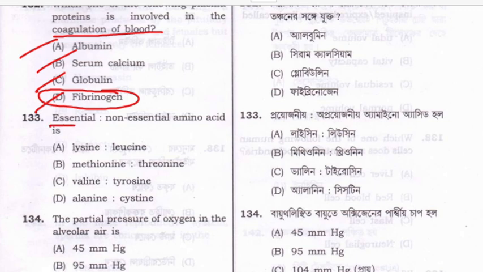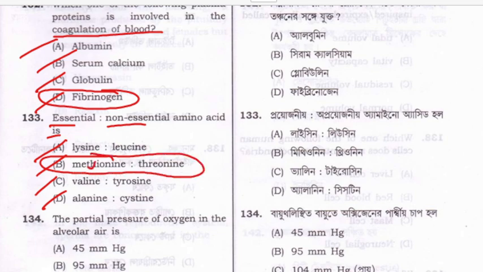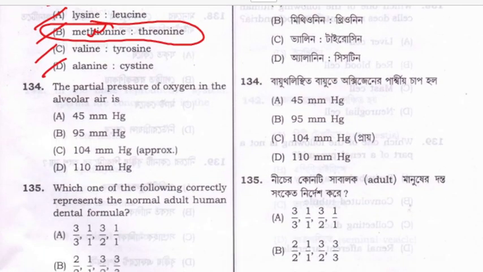Essential to non-essential amino acid is lysine, leucine, methionine, threonine, valine, tyrosine, alanine, or cysteine. The correct answer is methionine and threonine. Methionine is an essential amino acid and threonine is a non-essential amino acid.